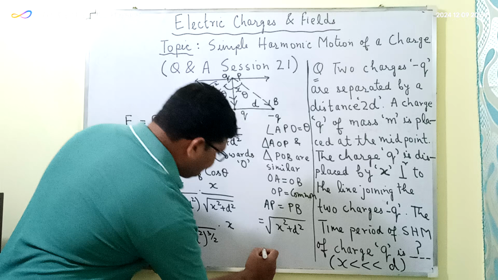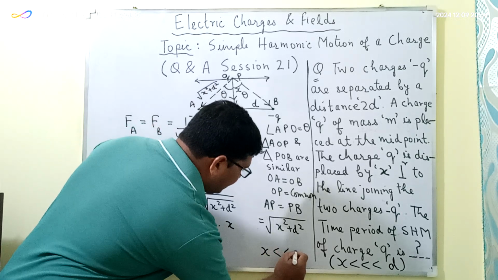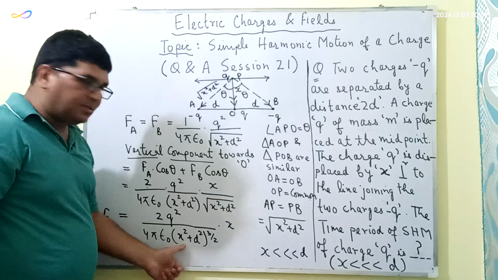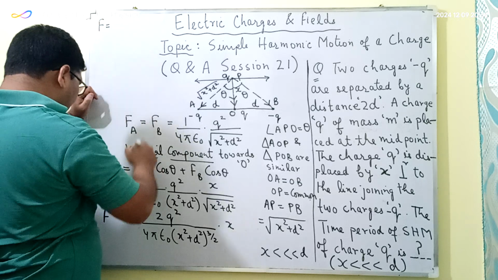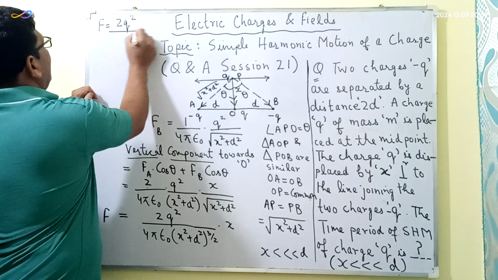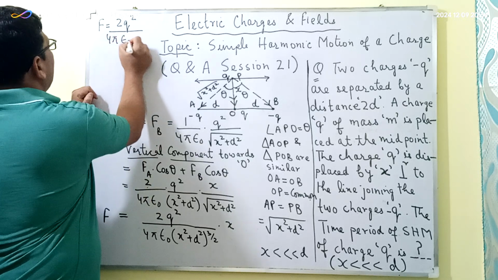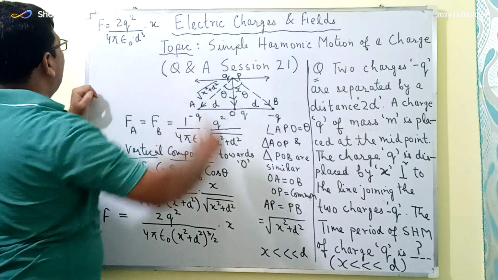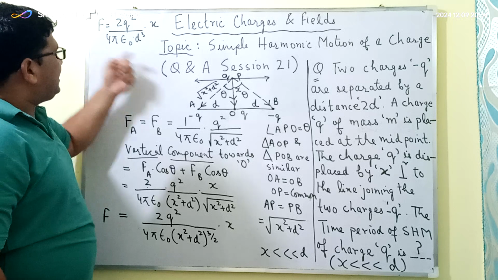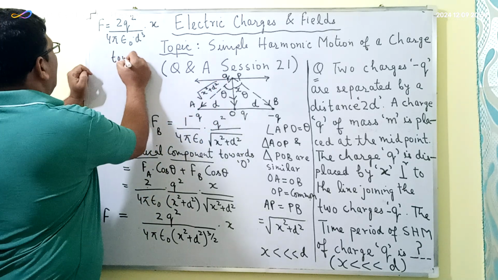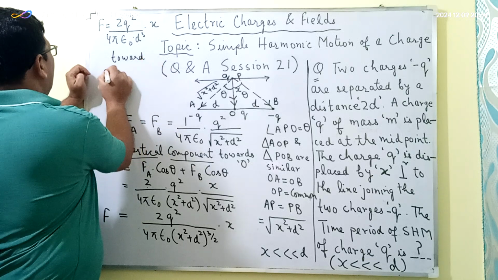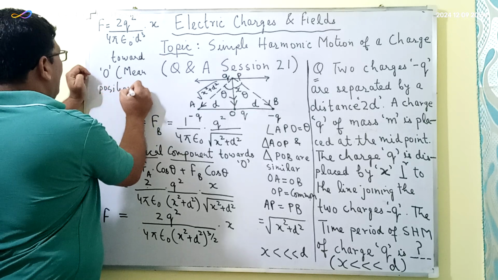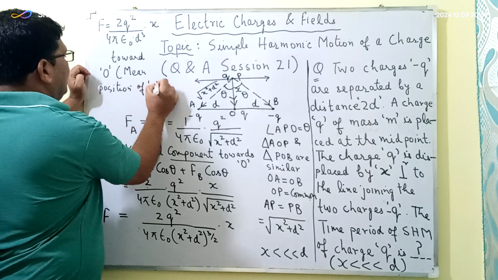Since x is very less in comparison to d, we can ignore the value of x in this equation. So if we ignore x, then F will be equal to 2q square divided by 4 pi epsilon naught d cube, into x. So this is the net force acting on the charge q towards O, which is the mean position of the charge q.